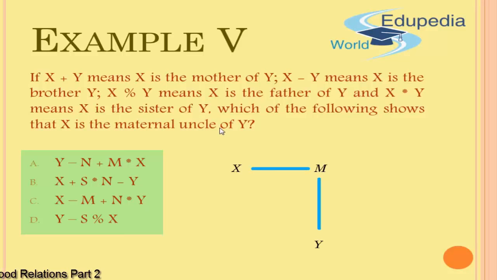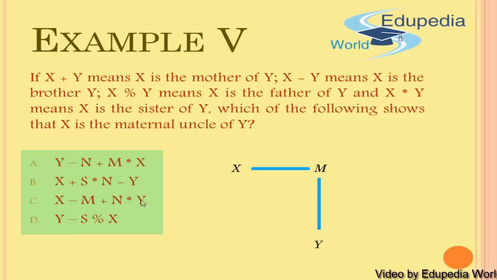So x minus m means x is the brother of m. So I'll plot x, draw a horizontal line and plot m. So x is the brother of m, same generation. Then m plus n. M is the mother of n. So n will be one generation down. And since n is the sister of y, n and y are siblings, so y will be the child of m. So I'll drop a line down vertically and I'll plot y, since y is m's child. I'm saying child because I don't know the gender of y.